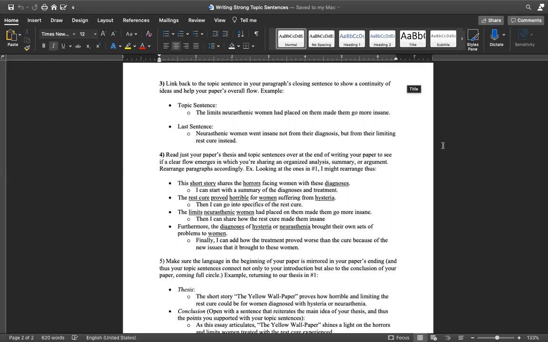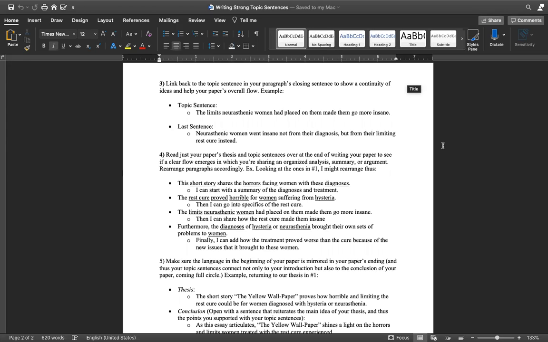Additionally, we recommend that you link back to the topic sentence in your paragraph's closing sentence to show a continuity of ideas and to help your paper's overall flow. For example, let's say your topic sentence was one of the ones we mentioned above. The limits neurasthenic women had placed on them made them go more insane.